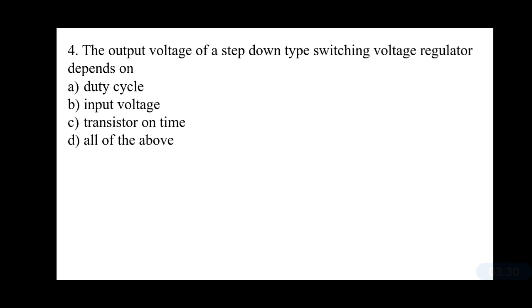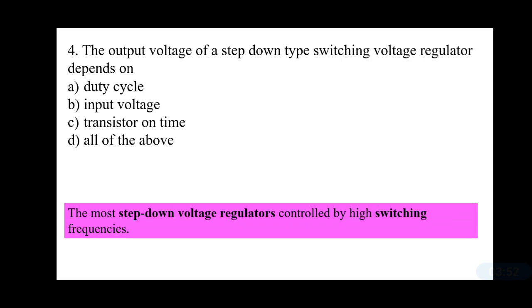Next question. The output voltage of a step down type switching voltage regulator depends on: option A, duty cycle; option B, input voltage; option C, transistor on time; and option D, all of the above. Most step down voltage regulators are controlled by high switching frequencies. The frequency is related to duty cycle, transistor on time, and input voltage. The correct option is D, all of the above.